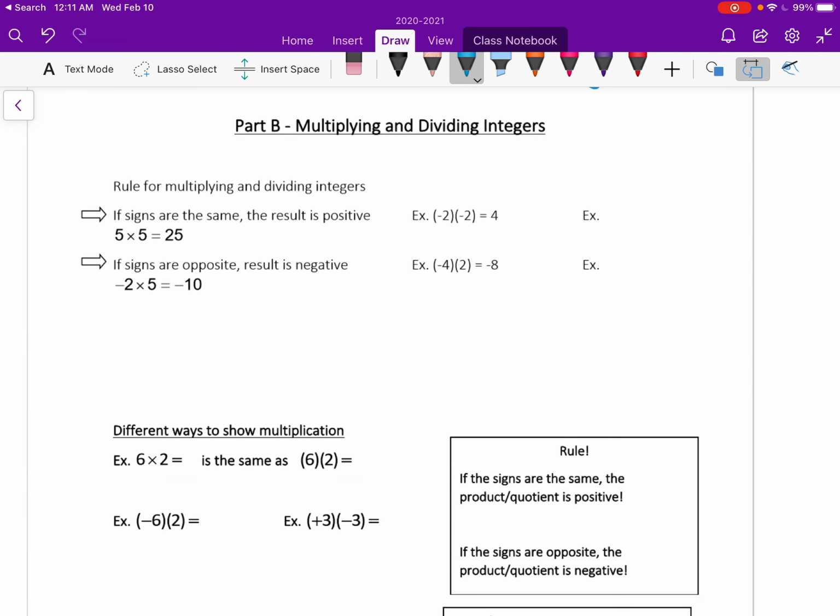So now, when you're multiplying and dividing integers, it's the same idea, right? What you're going to do is for multiplying and dividing integers, if the signs are the same, the result is positive. So you have 5 times 5, positive and a positive, equals positive 25. If you have, say, negative 2 times negative 2, it's going to give us positive 4 because you had the same sign. So if you have negative 6 multiplied by negative 30, these are the same signs, so it's going to give us positive 180.